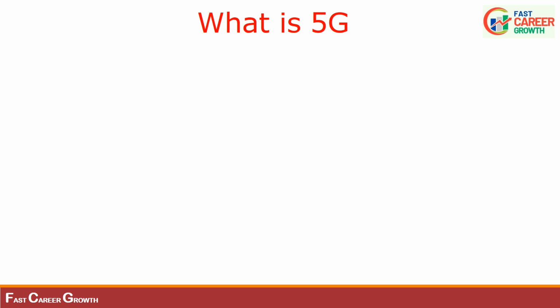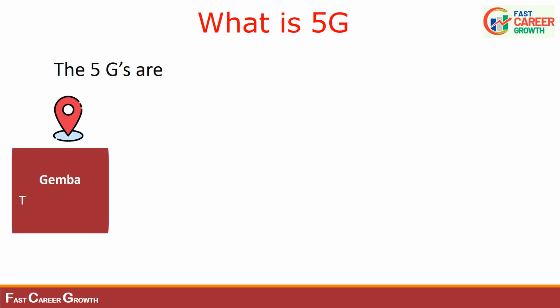The 5G are GEMBA, the real place. This translates to the real place or the actual place. GEMBA refers to the location where value is created, where work is done, and where problems occur. It emphasizes the importance of going to the actual location to understand the processes, identify inefficiencies, and gather accurate information.